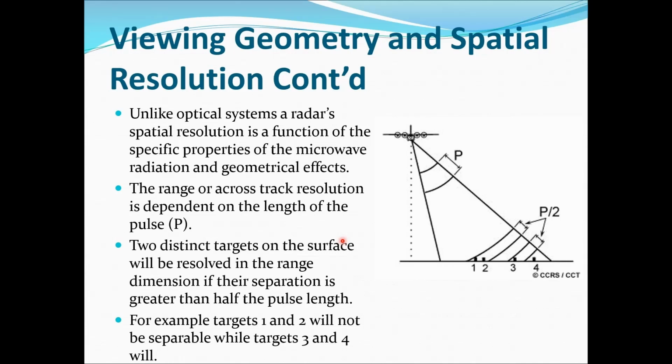Now, I want you to note, because this is a very big difference, unlike optical remote sensing, a radar's spatial resolution is a function of a specific property of microwave and the geometry. In optical remote sensing, which you have studied, spatial resolution is defined as the smallest possible object that can be identifiable in an image, and this is a function of the resolution cell. For example, if your resolution cell is bigger than a car, you won't be able to identify a car. If your resolution cell is smaller than a car, you should be able to identify a car. That is the aspect of spatial resolution.